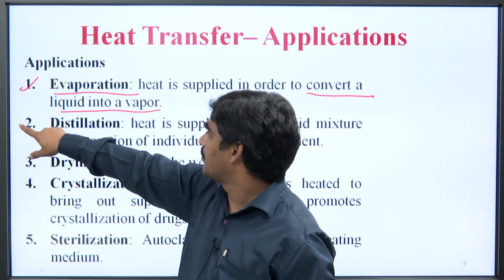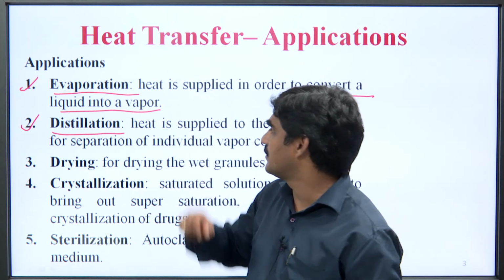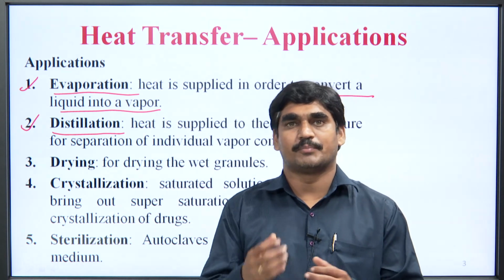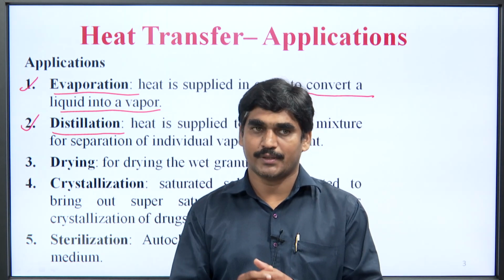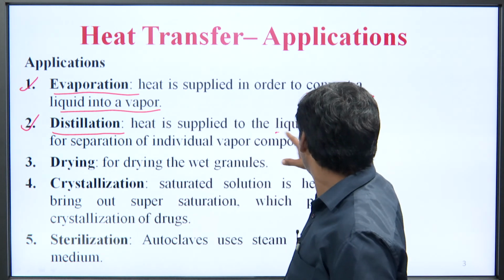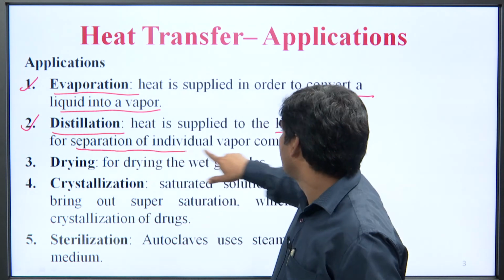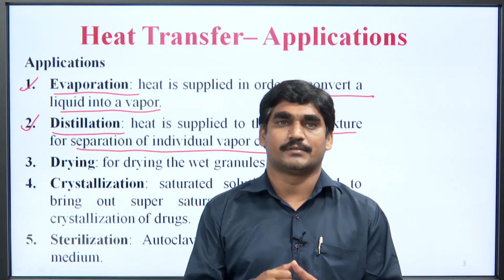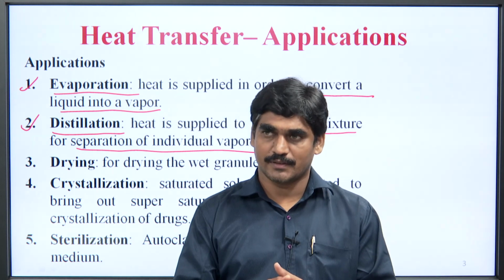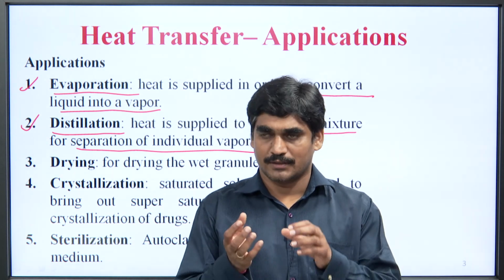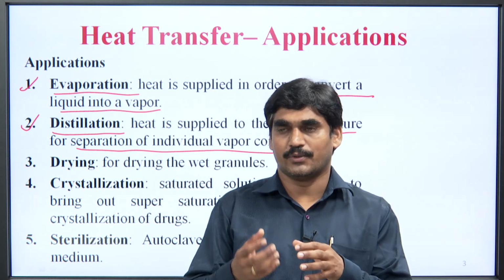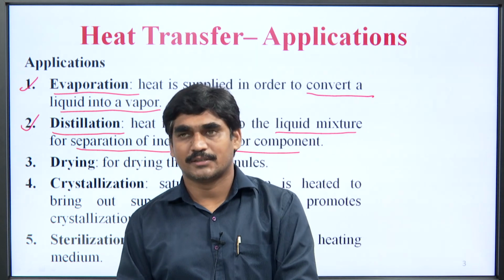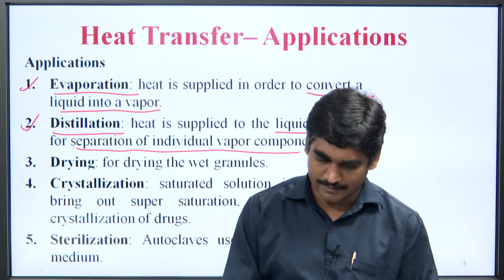Second application is that it is used in distillation also. So, heat is supplied to the liquid mixture for separation of individual vapor components. Suppose 2 or 3 liquids are mixed. So, we can supply heat, the liquid which has the lowest boiling point is converted into a vapor and then it is collected into another chamber by passing through a condenser.